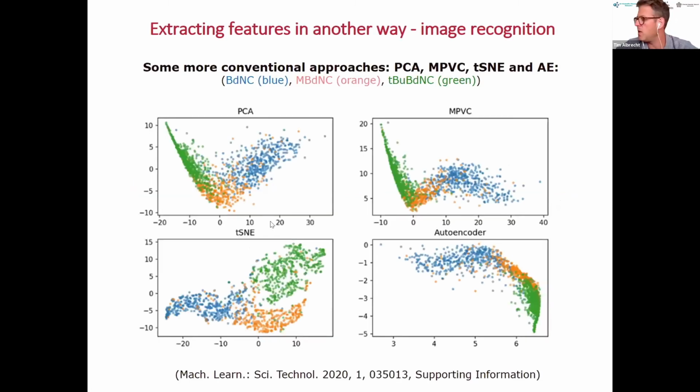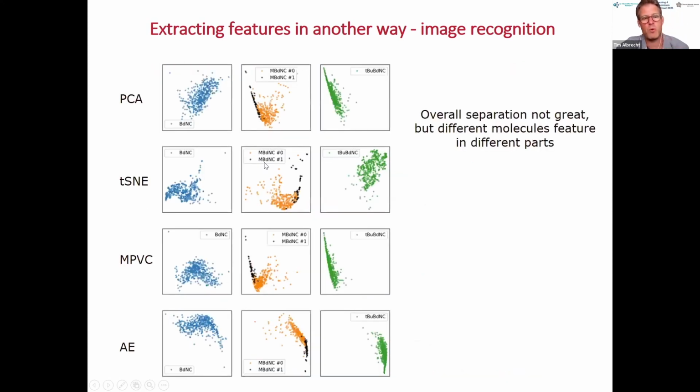Right, and again, there are a number of techniques that we've used here, BDNC in blue, MBDNC in orange, and tert-butyl BDNC in green. All 4 techniques that we used here, PCA, MPVC, TSNE, and an autoencoder, work reasonably well in the sense that you have different molecules in different regions of this plot. But they're not great, of course. The separation isn't fantastic. There's a lot of overlap between these traces.